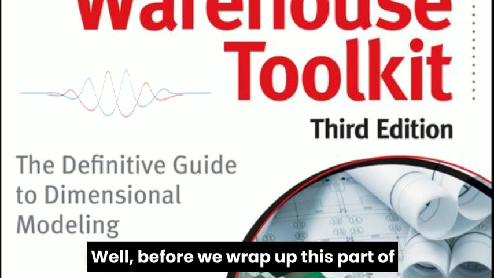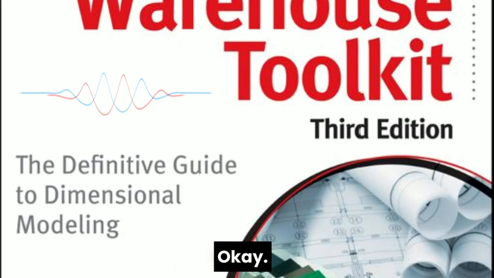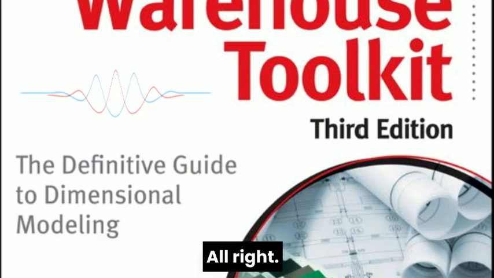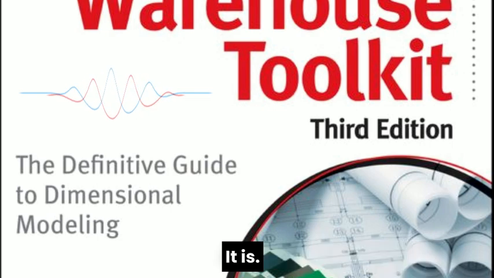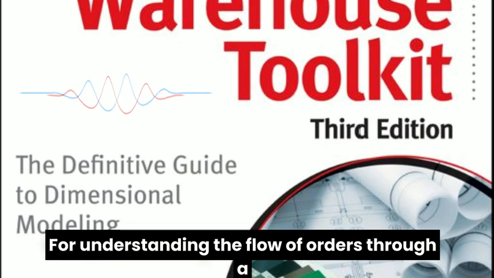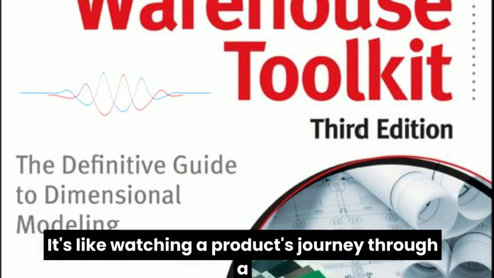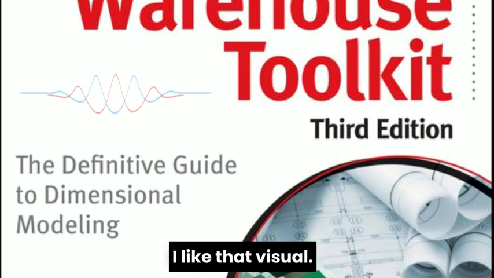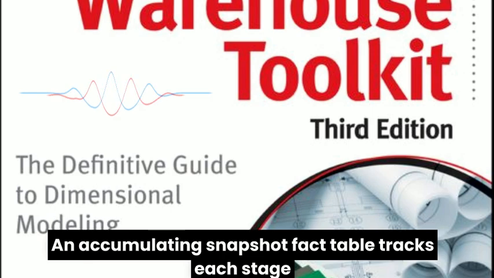Okay, well, before we wrap up this part of our deep dive, I want to shift gears and talk about something called an accumulating snapshot. All right. Now, this sounds like a really powerful tool. It is. For understanding the flow of orders through a business. It's like watching a product's journey through a pipeline. Okay. From the moment it's ordered to the time it's shipped and invoiced. I like that visual. An accumulating snapshot fact table tracks each stage of that journey.